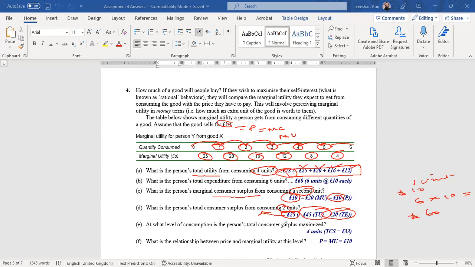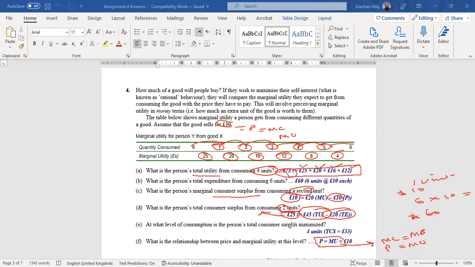At what level of consumption is the person's total consumer surplus maximized? The consumer surplus will be maximized at the point where the price is equal to the marginal utility. That's the basic condition for the rational behavior of an individual. We make decisions and we maximize our behavior when our marginal cost is equal to the marginal benefit, so the price is equal to the marginal utility that you get.